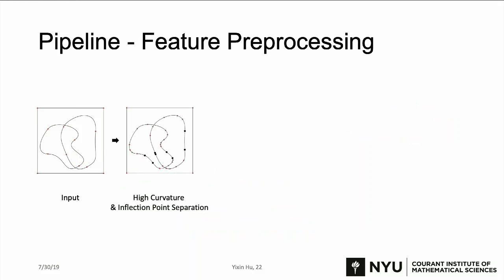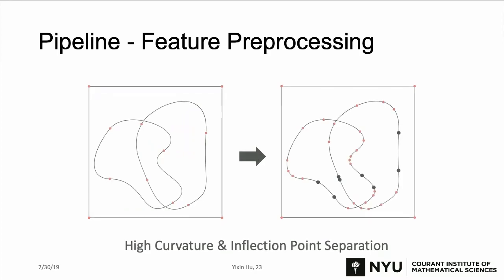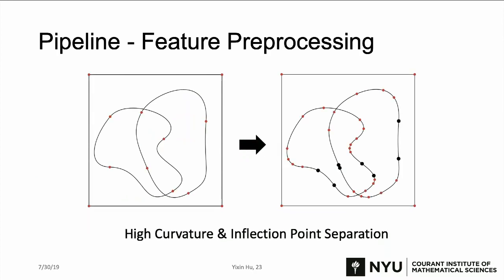The first step of our pipeline is high curvature and inflection point separation. Note that the separation here only separates the range of parametric values, but does not change the control points of curves. In this step, we first cut the curves at inflection points, marked in black on the right. This is for easier curvature computation, which will be frequently used in later steps, because in this way, the curvature of all curves would be monotone. And then we cut the curves at high curvature points, for example, in the middle of a loop.